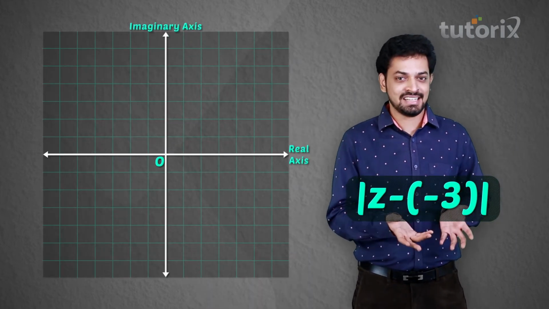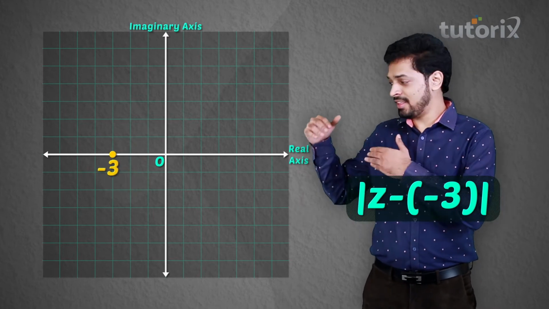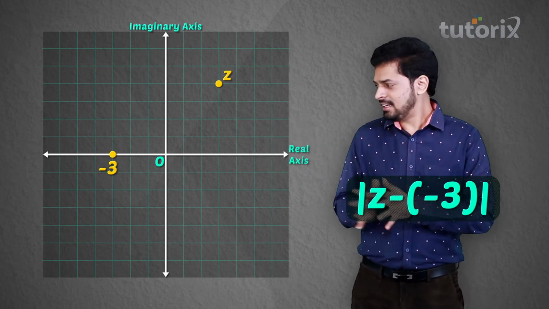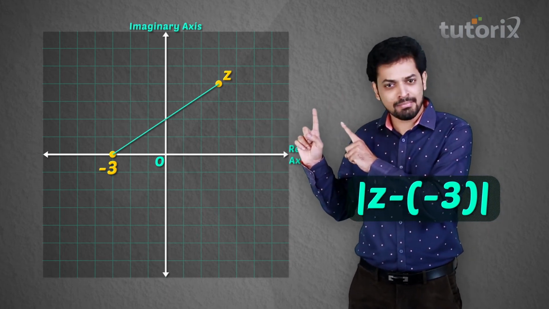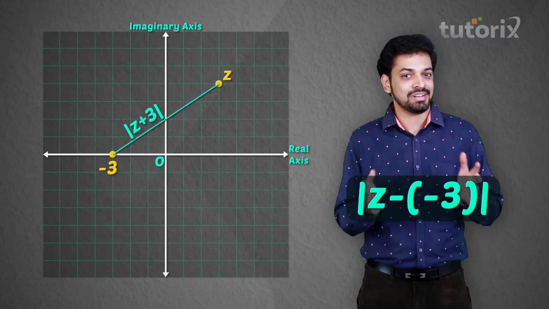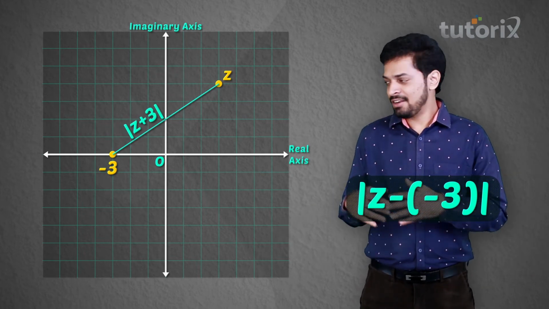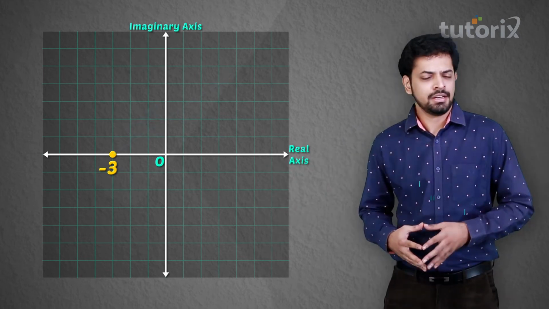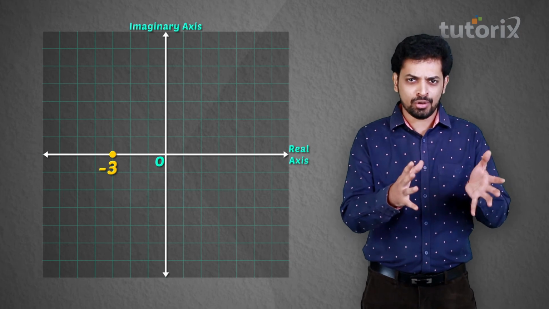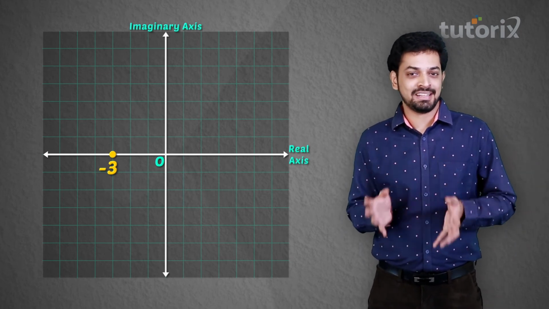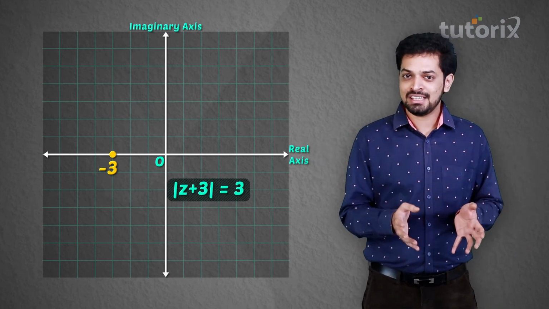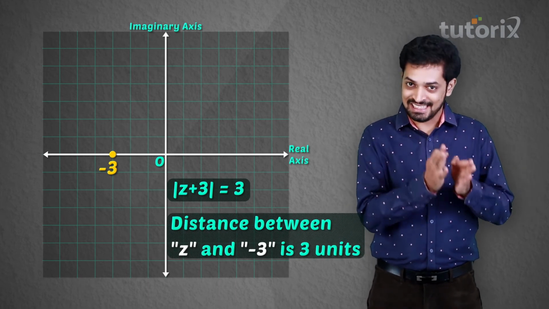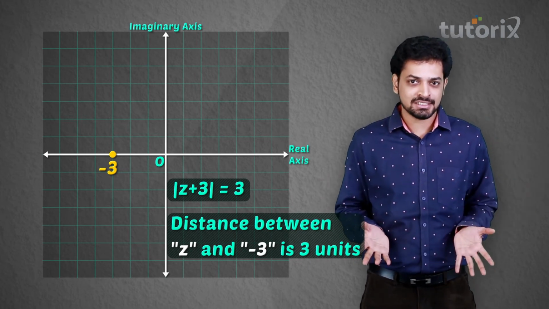And what is the point minus 3? It is on the real axis, on the negative real axis in fact. And let's say z is some point which we know. Then the distance between this point z and the point minus 3 on the real axis is nothing but the modulus mod z plus 3. And if you know the coordinates of z, then you can easily find this distance using the distance formula. Now assume that we do not know what z is, and hence we do not know the location of z. And say this particular equation, mod z plus 3 is equal to 3, is trying to define z. Then it means that the distance between the point z and minus 3 is 3 units.